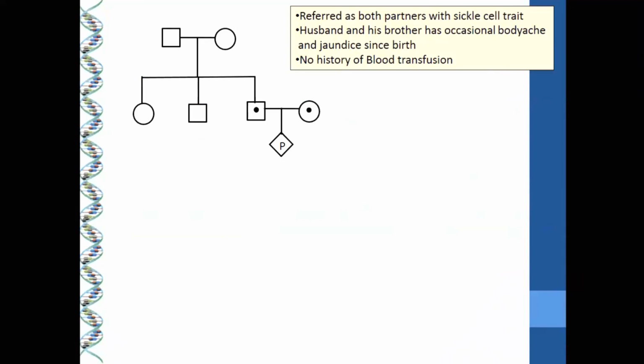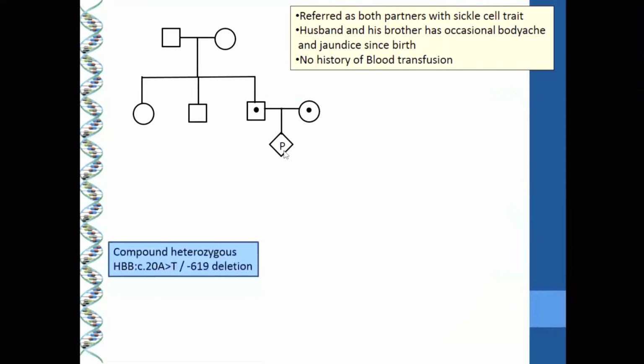So this family was referred as both the partners were having sickle cell trait. The husband and the brother were having occasional body ache and jaundice since birth. The brother was not evaluated, but there was no history of blood transfusion. So they came to us for counseling during this pregnancy.